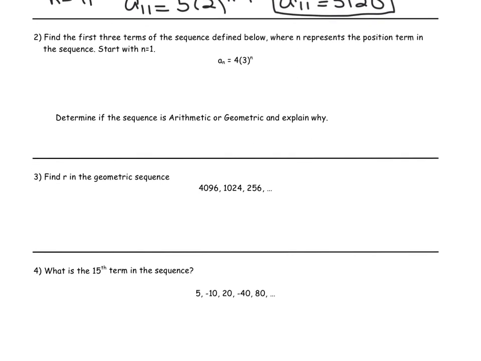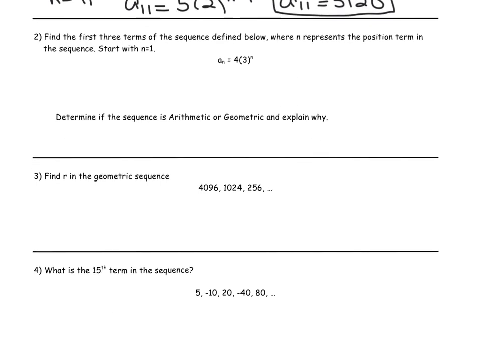Question 2. Find the first 3 terms of the sequence defined below, where n represents the position term in the sequence, starting with n equals 1. All right, so we want to find the first 3 terms. So let's plug in for a sub 1, where n is equal to 1 here. So I have 4 times 3 to the first. If I just put that in my calculator, guys, I'll have a sub 1 is equal to 12.